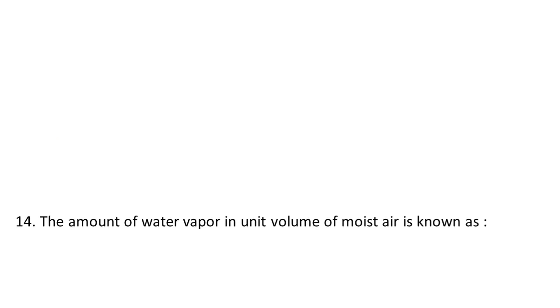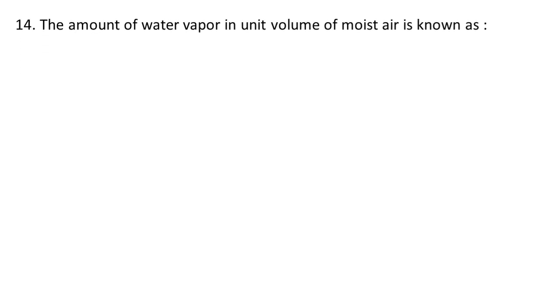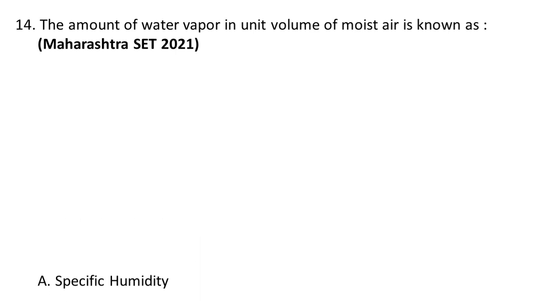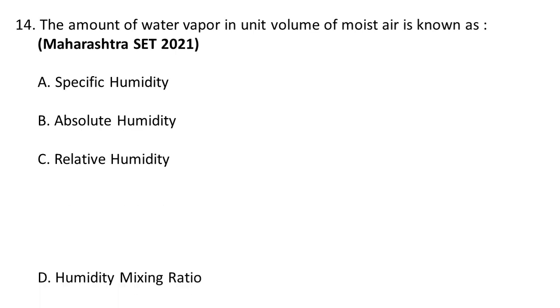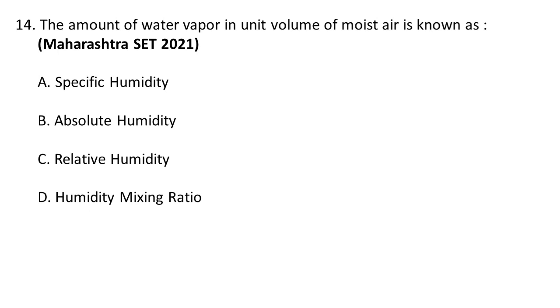Next question. The amount of water vapor in a unit volume of moist air is known as A. Specific humidity, B. Absolute humidity, C. Relative humidity and D. Humidity mixing ratio. The correct answer is B. Absolute humidity. The amount of water vapor in a unit volume of moist air is known as absolute humidity, and absolute humidity is expressed as grams of water vapor per cubic meter of air.